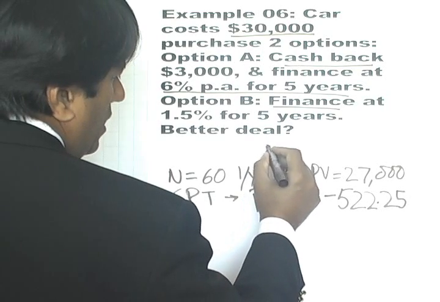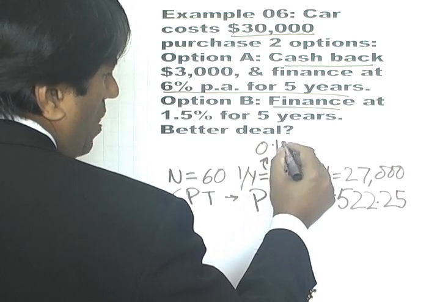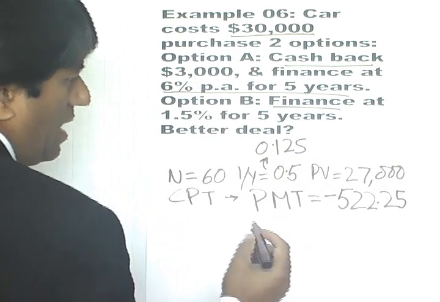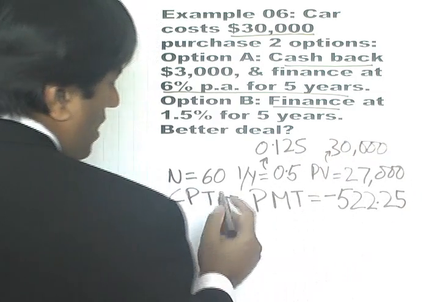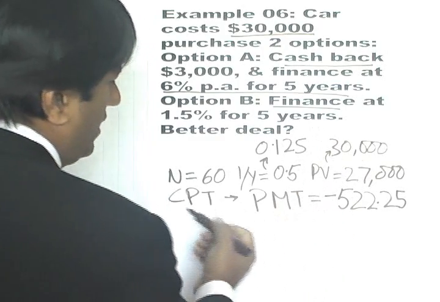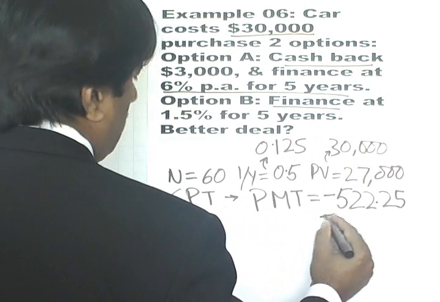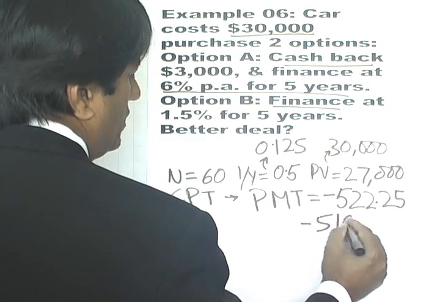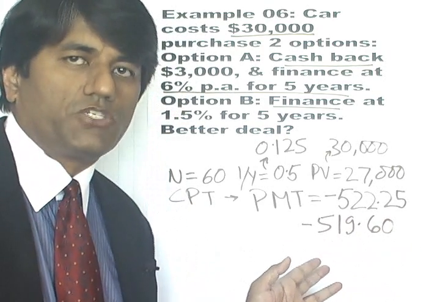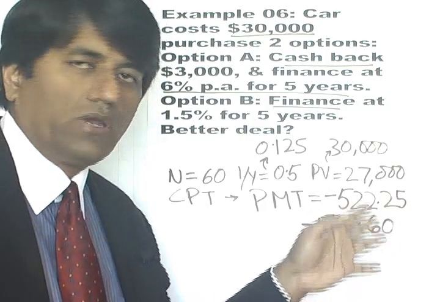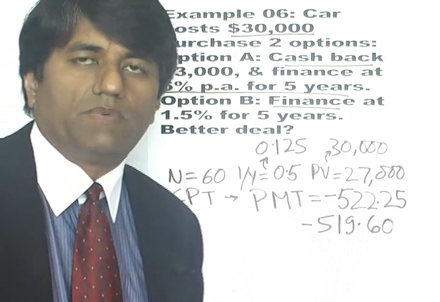I/Y is going to be 0.125, and the present value is going to be 30,000. Your n is going to remain the same, and then again you compute and then payment, and the payment will turn out to be 519.60. So the second option is actually the better option, because you're comparing monthly payments, and you can see that this monthly payment is smaller than this monthly payment.